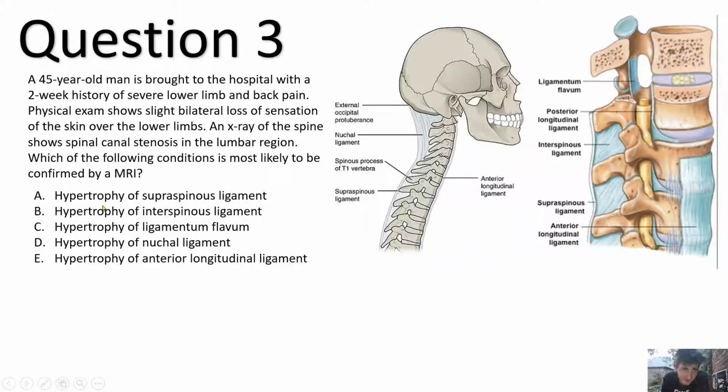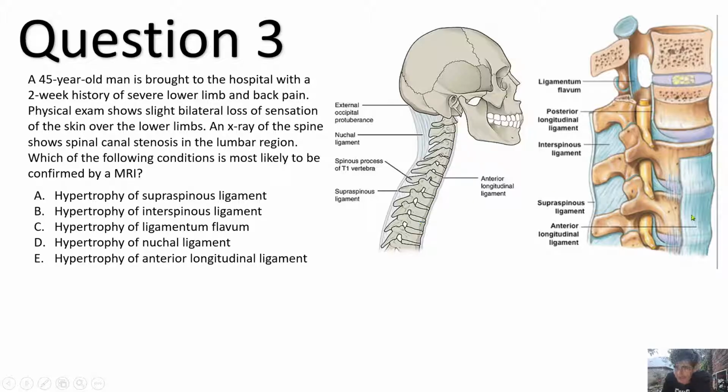So here are the ligaments. Nuchal ligament, probably totally did not pronounce that correctly. That's about C7 or above C7. This is T1, C7, so above C7, we see that. So that's not going to be in the lumbar region. It's posterior, it's nowhere near the spinal canal. That's not our answer.